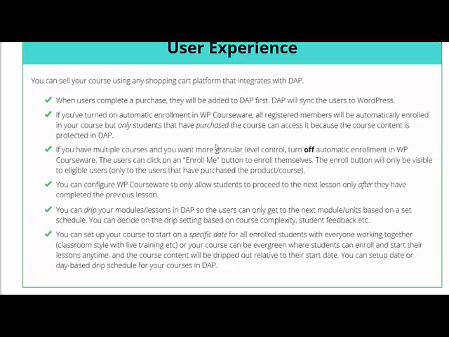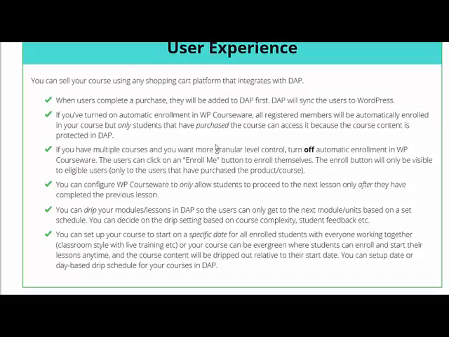So this concludes the steps that you need to take to integrate DAP and WP Courseware. Even though it looks like a lot of steps, it's really straightforward when you actually try to set it up. All you have to do is set up your course content in WPC, set up your product in DAP, enable the syncing between DAP and WordPress, and if you have turned on automatic enrollment for your course, that's it. You don't have to do anything else.